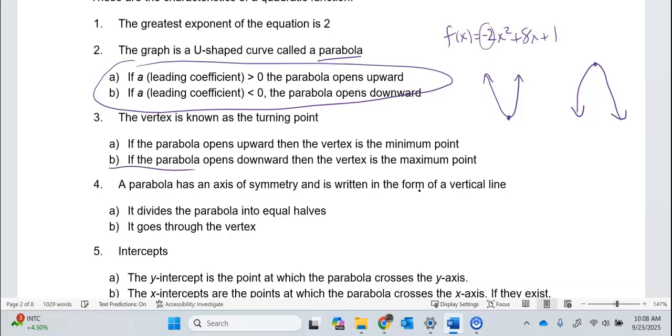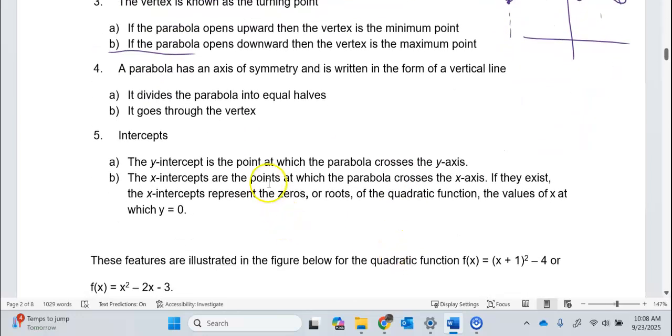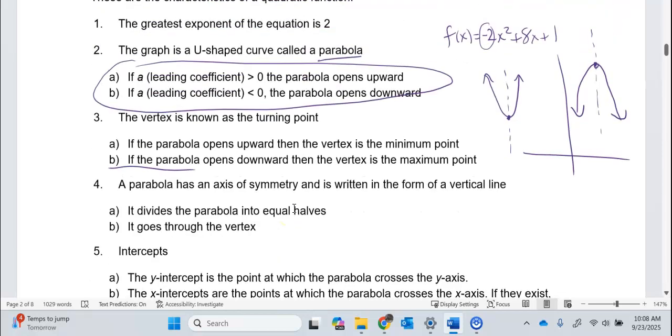That's what's stated here. Axis of symmetry. So this could be anywhere. We're going to figure out where it is. If I draw a vertical line right down through the vertex, we call that the axis of symmetry. It's symmetric around that line. And we'll have a y-intercept and x-intercepts. We've studied those before, so we'll figure out what the y and x-intercepts are going to be.